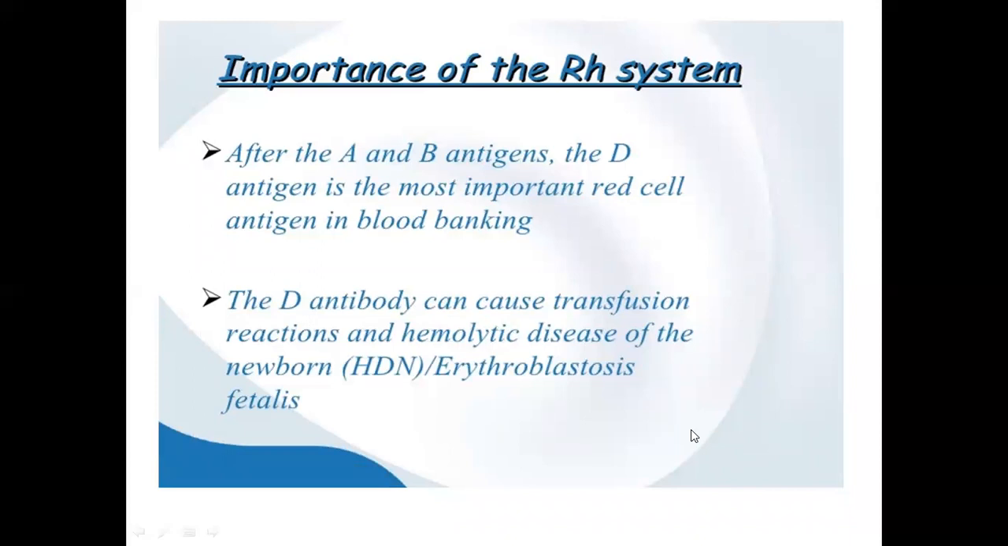The importance of the RH system. After the A and B antigens, the D antigen is the most important red cell antigen in blood banking. The D antibody can cause transfusion reactions and HDFN for the reason that it is IgG in nature. As we've said, it is a significant immunoglobulin because it is reactive at body temperature, which is 37 degrees centigrade. That's why it is implicated in HTR. At the same time, it crosses the placental barrier, the reason it is implicated in HDFN.